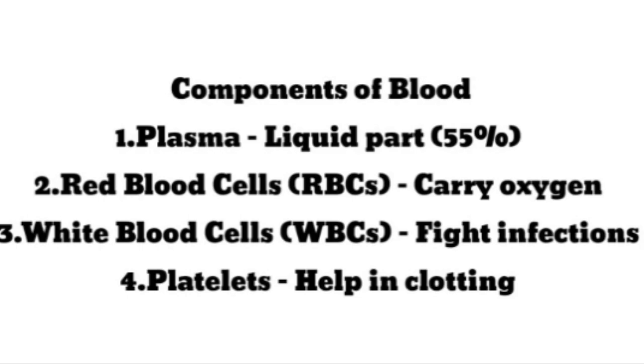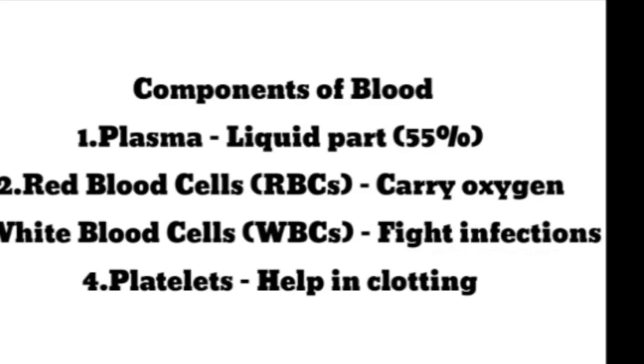Next, we will discuss main components of blood. There are two main components of blood. Number one is plasma and number two is blood cells. And blood cells are of three types: red blood cells, white blood cells and platelets. Plasma is the liquid part of the blood and it is about 55% of the blood. Red blood cells carry oxygen, white blood cells help to fight infections, and platelets help in blood clotting. We will discuss these functions in detail in next slides.